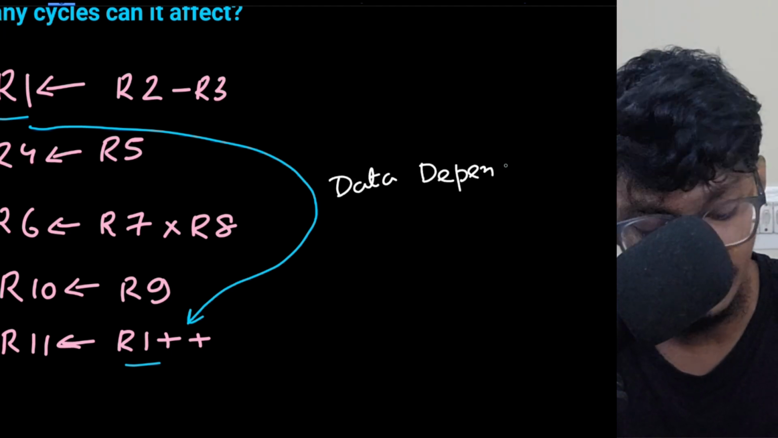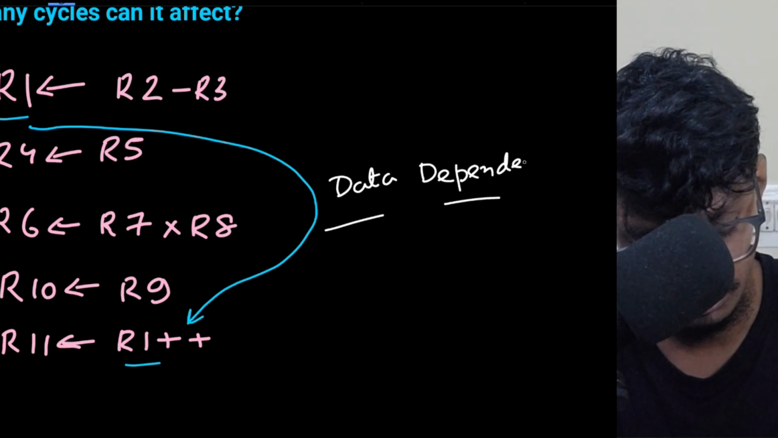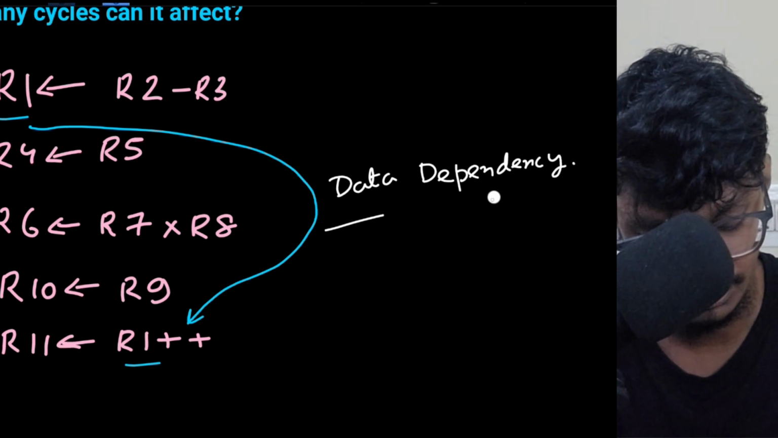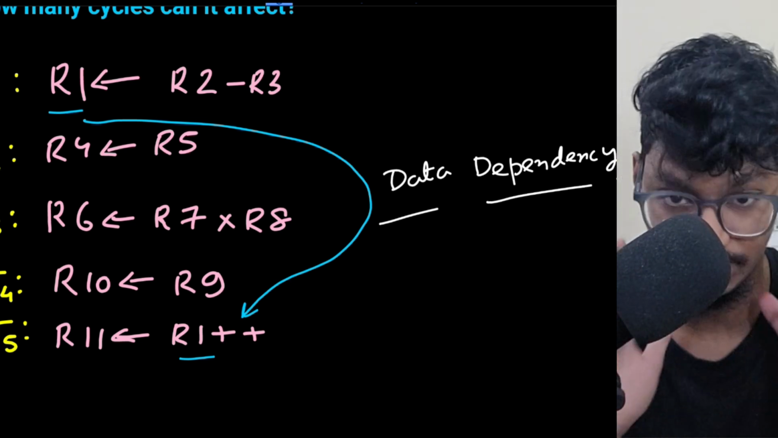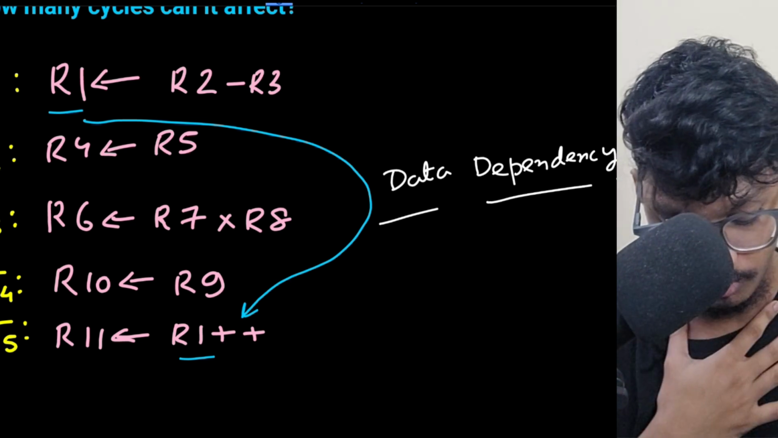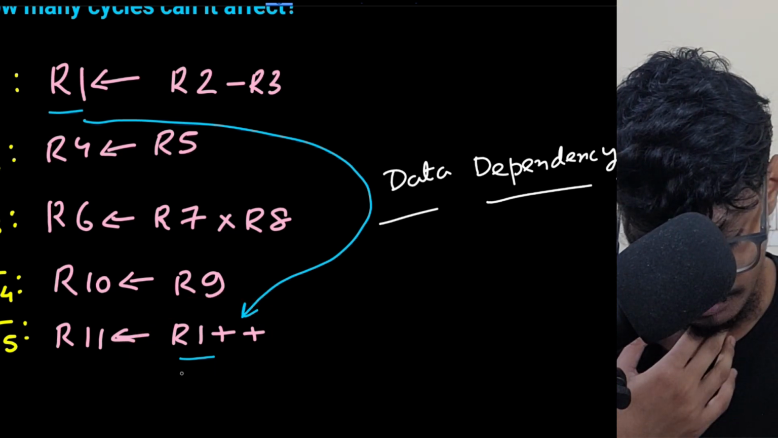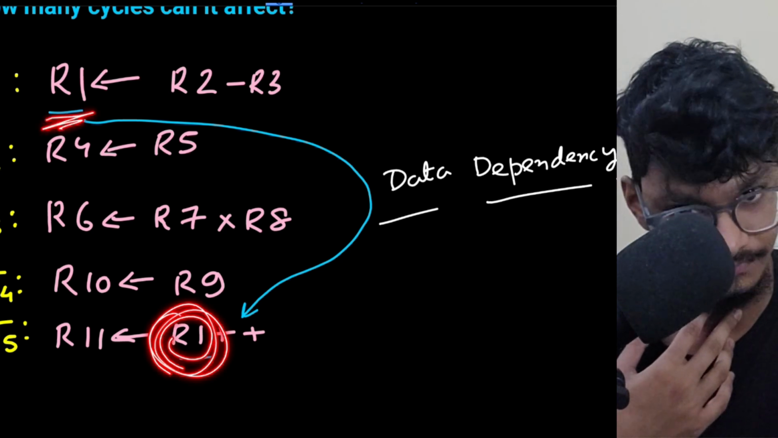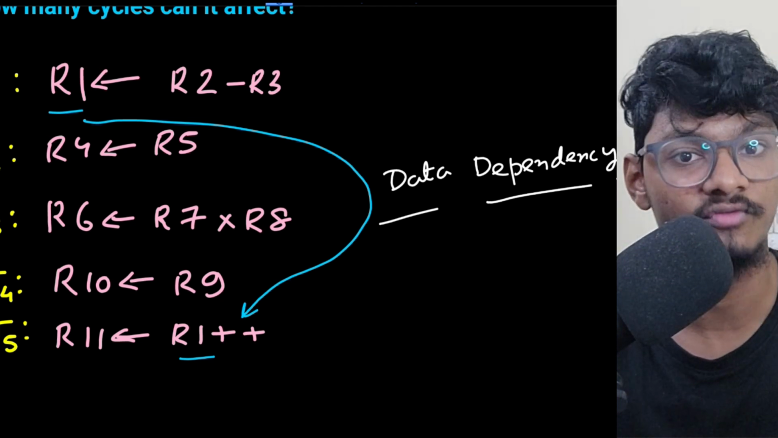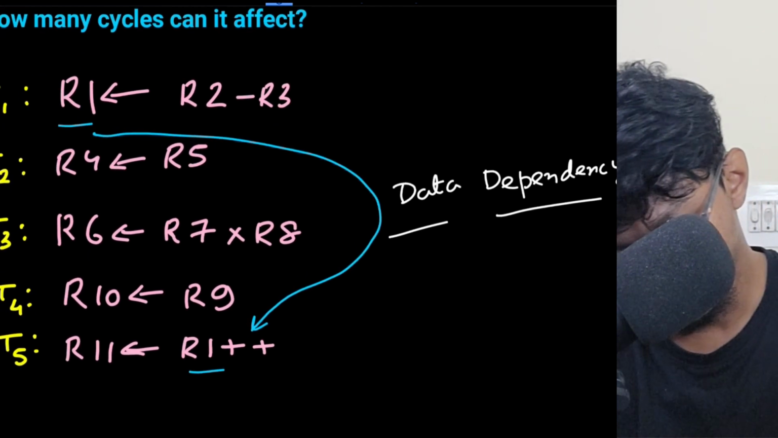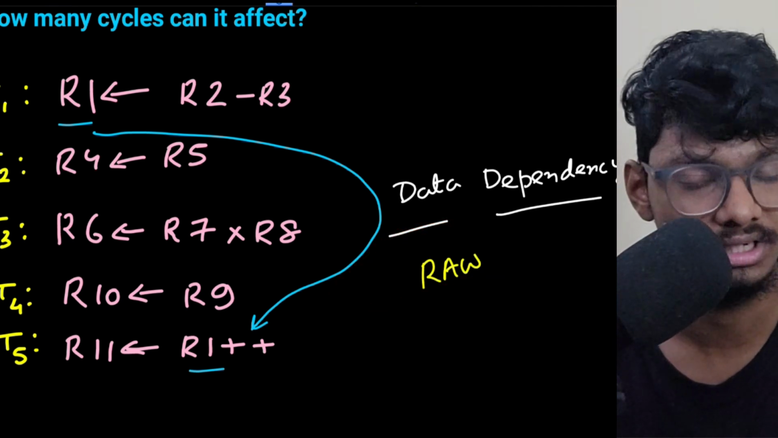Now can you tell me what type of data dependency this is? Just see what is happening. I am reading from this register after write. After I have written it here, I am reading from it and incrementing it. So I'm reading after write. So this is a RAW type of data dependency, a true data dependency, which is a problem.